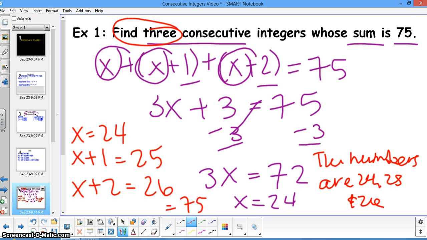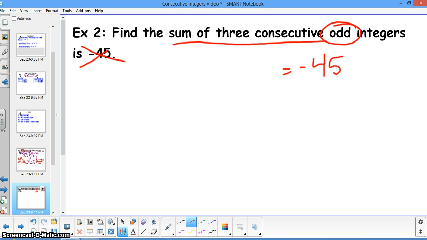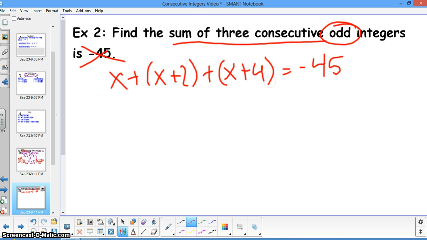Let's try another example. Find 3 consecutive odd integers whose sum is negative 45. So we've got the ending of the equation done. Well, in this case, it says the sum of 3, and we know we're adding because that's what sum means. But keep in mind, it says odd integers. Well, we said x is always your first. And then when we want to solve odd, it's x plus 2. And we want the next one, x plus 4, because it's odd, meaning we have to skip a number.